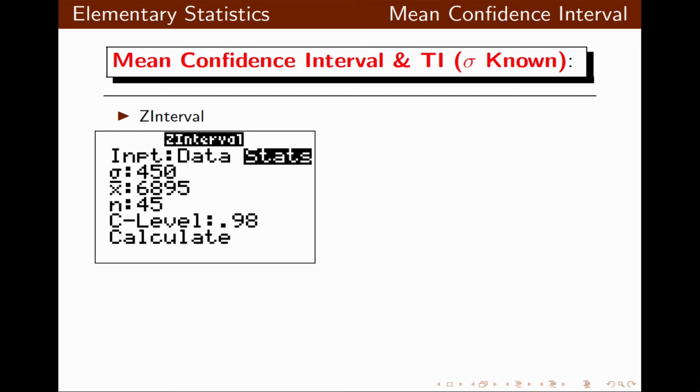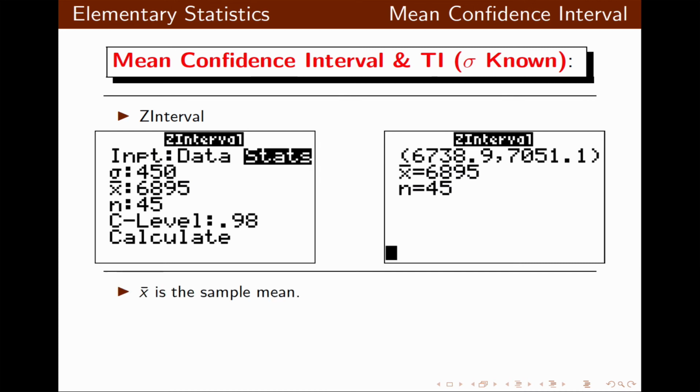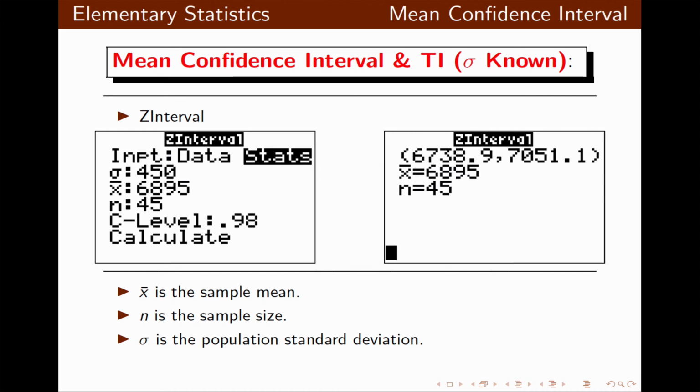On the input, it's recommended to keep it at stats. Then we enter the value for sigma, for x bar, for n, and for the confidence level, also called C level in the calculator, and then we calculate. And the answer appears on the top. Now x bar is the sample mean, n is the sample size, sigma is the population standard deviation, and when the confidence level is not given, the default is 95%.